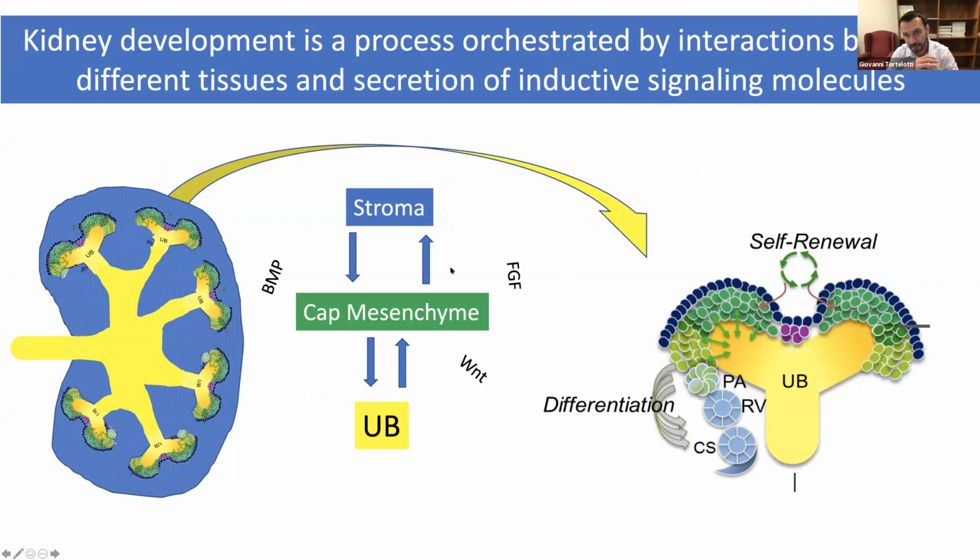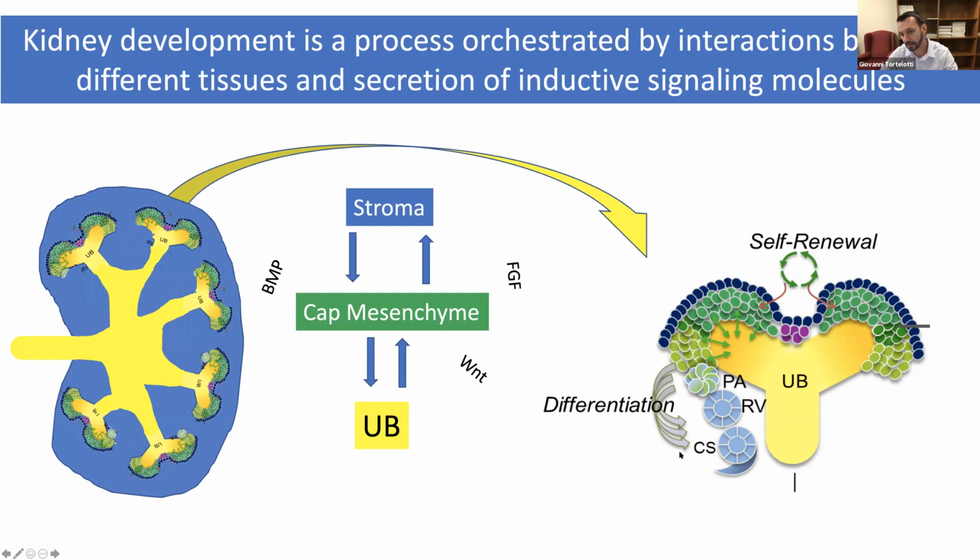Before I start to present my data, I'd like to give you a quick background on kidney development. Kidney development is a very complex process that involves the interaction between different tissues and signaling molecules throughout the development of the organ. These interactions can be better appreciated in small units that give rise to the mature nephrons over the development of the kidney.